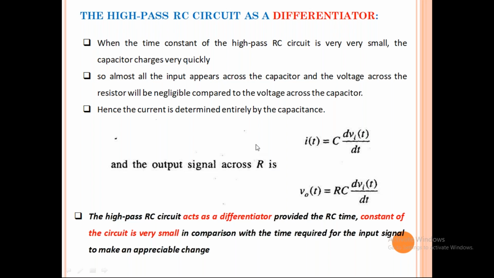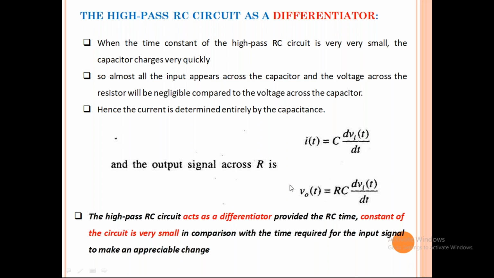In that condition, the current through the capacitor i of t equal to C into dv by dt. So the voltage across the resistor V naught of t equal to i of t into R, where i of t equal to C into dv by dt. So here important one: the high pass RC circuit acts as a differentiator provided that the RC time constant is very small. This is a very important one. Previous one, low pass circuit, RC far greater than T. For the high pass RC circuit, RC is far less than T. So this will act as a differentiator.